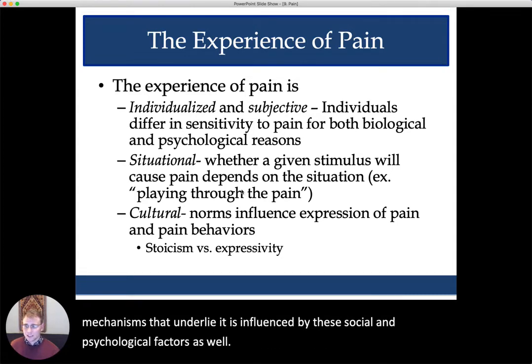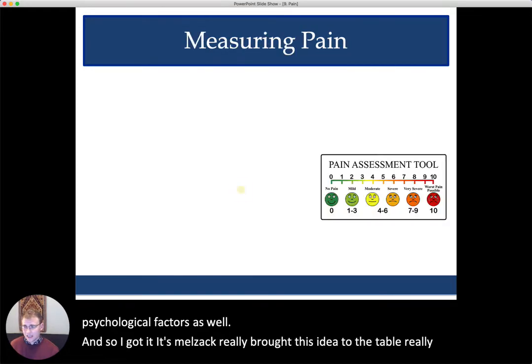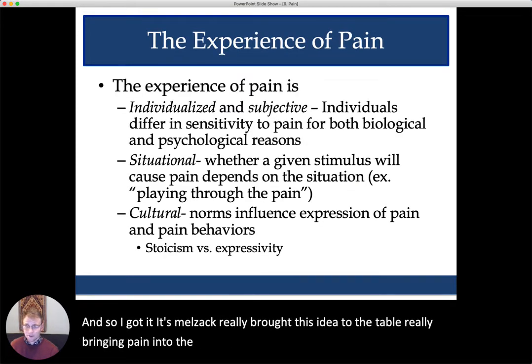And so again, it's Melzack who really brought this idea to the table, really bringing pain into the health psychology area, right, where we're looking at it through the biopsychosocial model.